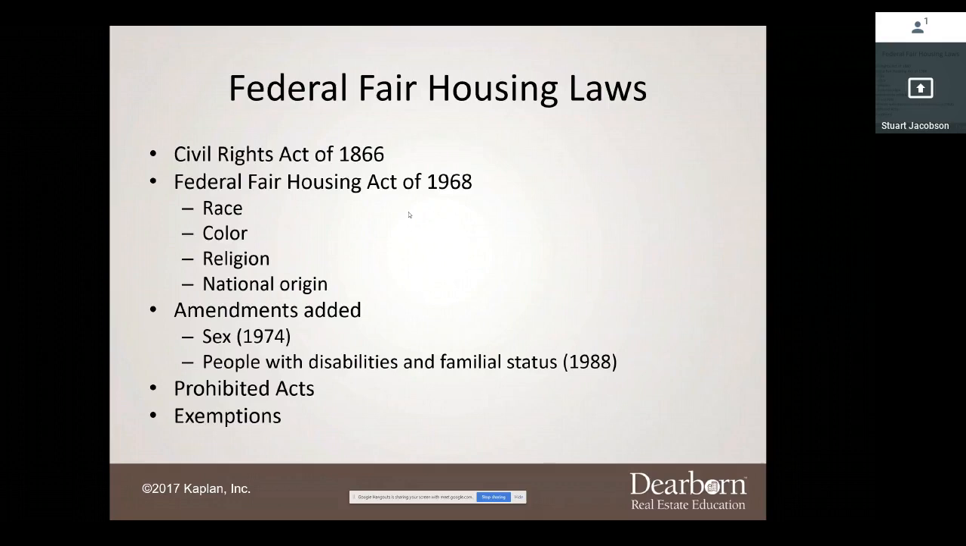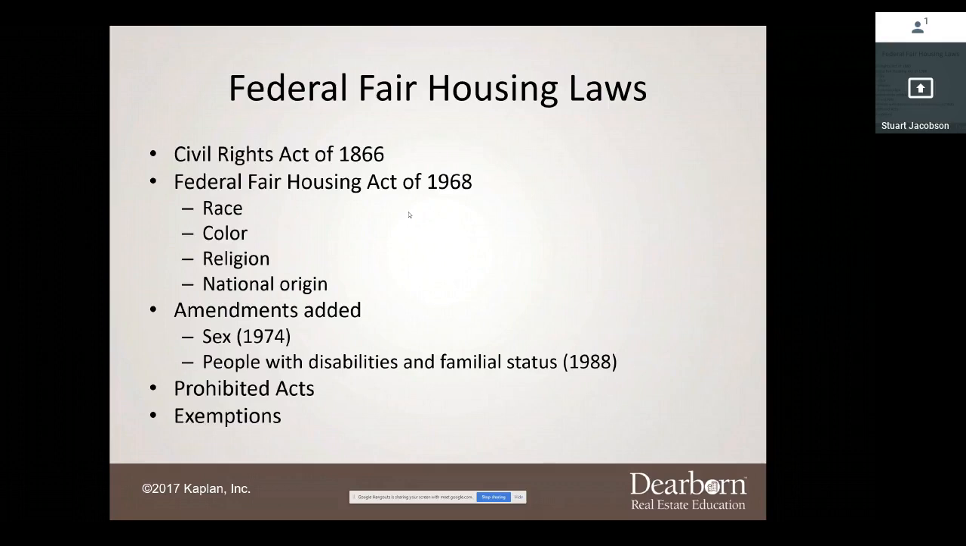Second one, you're going to have the Federal Fair Housing Act of 1968. That covers race, color, religion, national origin. Okay. And again, this covers some of the other ones that the Civil Rights Act covers. And you'll see when we get into the New Jersey law against discrimination, that overlaps with some as well. There's reasons for that. But again, that's not something you really need to overly concern yourself with.